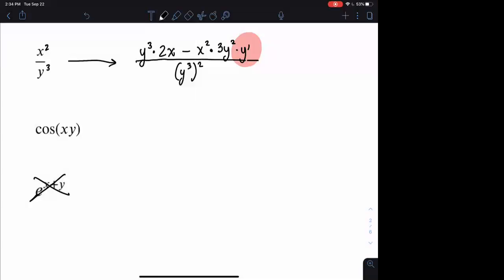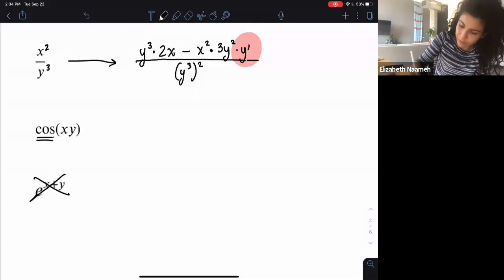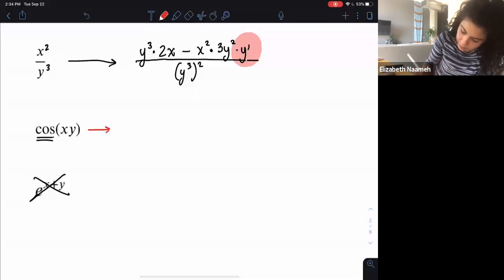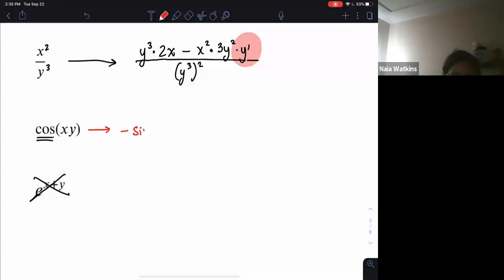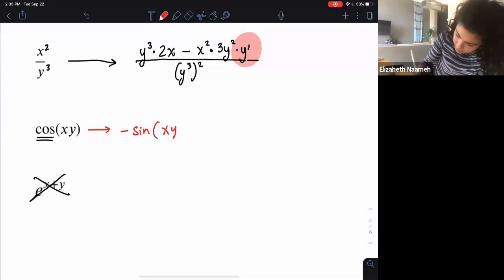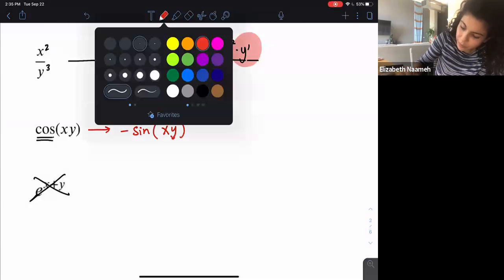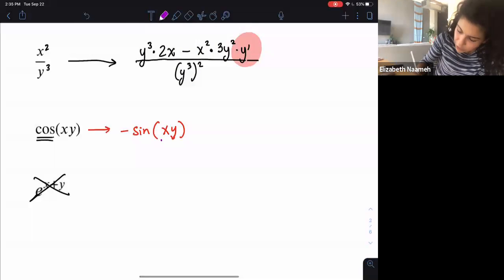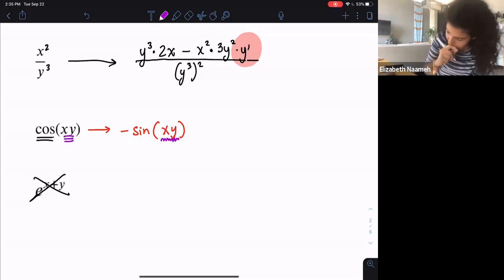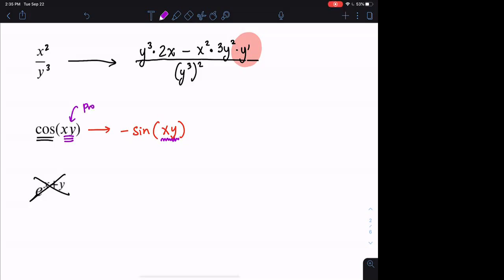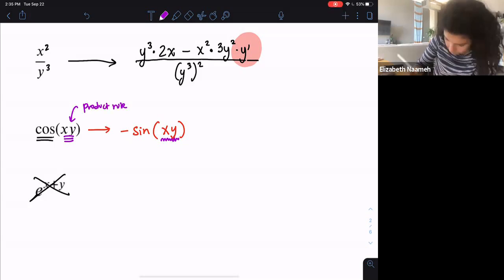Chain rule. It's the chain rule. What's the derivative of the outside guy first? What are we writing? Negative sine. Inside guy stays fixed. Multiply now by the derivative of the inside expression. Ooh, what do I have to use to take the derivative of xy? Product rule. Very good. Guys, try it yourself.